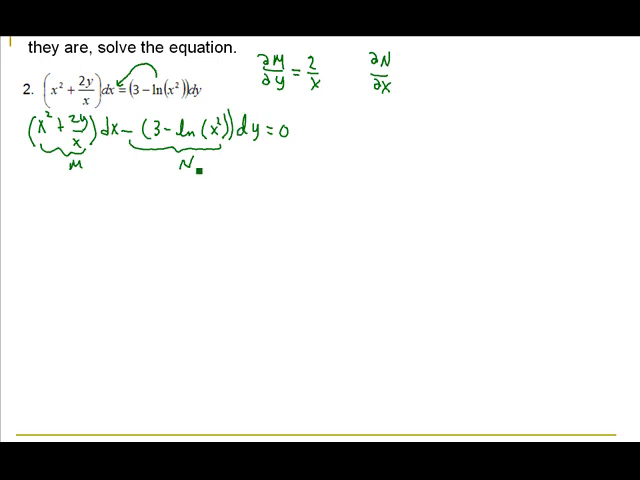On my partial derivative of n with respect to x, this negative 3 is a constant. The derivative of a constant is 0. This negative times a negative gives you a positive. And the derivative of natural log of x squared would be 1 over x squared times the derivative of the argument, the derivative of x squared, which is 2x. Here you can cancel out an x to show that you get 2 over x in both cases. So this is exact.